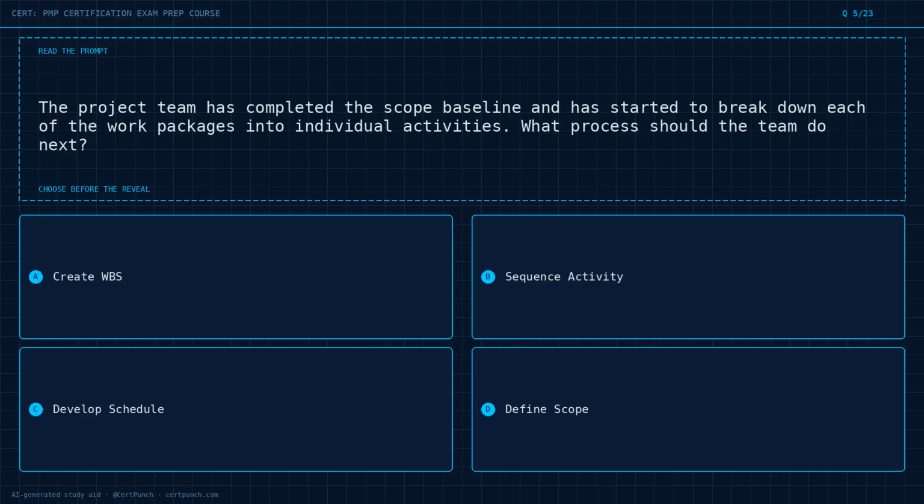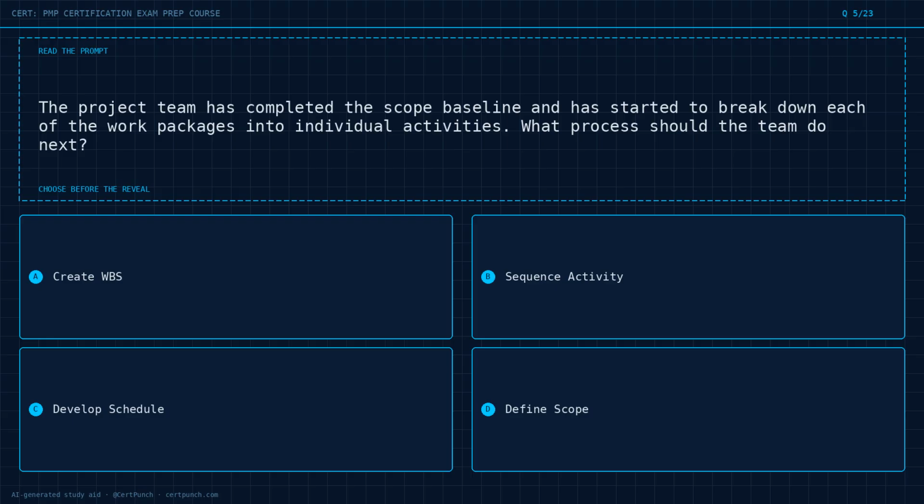Question 5 of 23. The project team has completed the scope baseline and has started to break down each of the work packages into individual activities. What process should the team do next? Option A, create WBS. Option B, sequence activity. Option C, develop schedule. Option D, define scope.